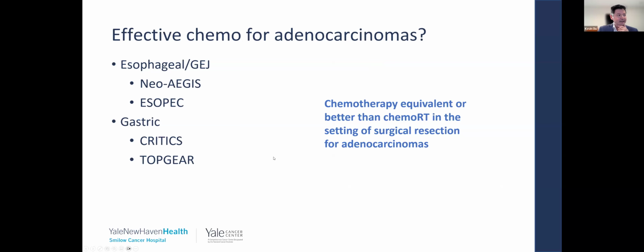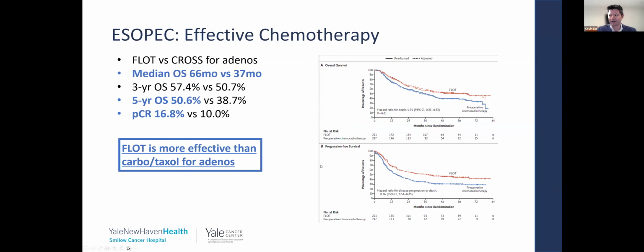There have been a lot of trials since then reported about effective chemotherapy for adenocarcinomas, looking at more aggressive chemotherapies. It does seem that chemotherapy may be equivalent or better than chemoradiation in the setting of surgical resection for adenocarcinomas. I'm just going to focus on one of those trials, the ESOPEC trial, which made a big splash this year, a very high impact, high profile publication.